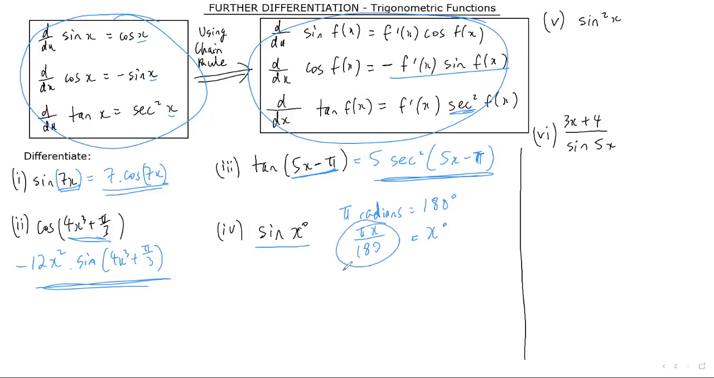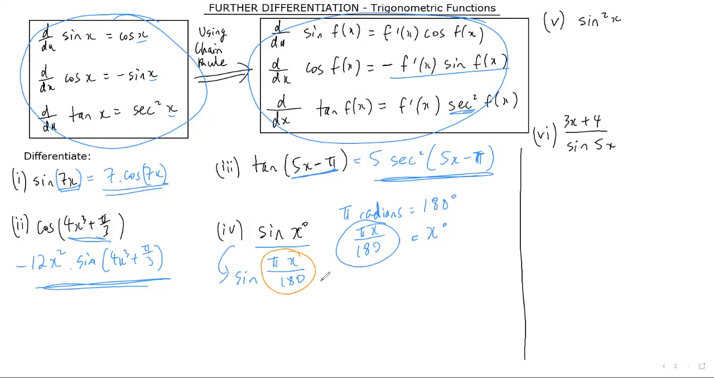So this is what we should be using. In other words, we can rewrite this as sine pi x over 180, right? And then we can differentiate this. If I differentiate this, I can use the same function here. So this would be the derivative of this. What's the derivative of this?